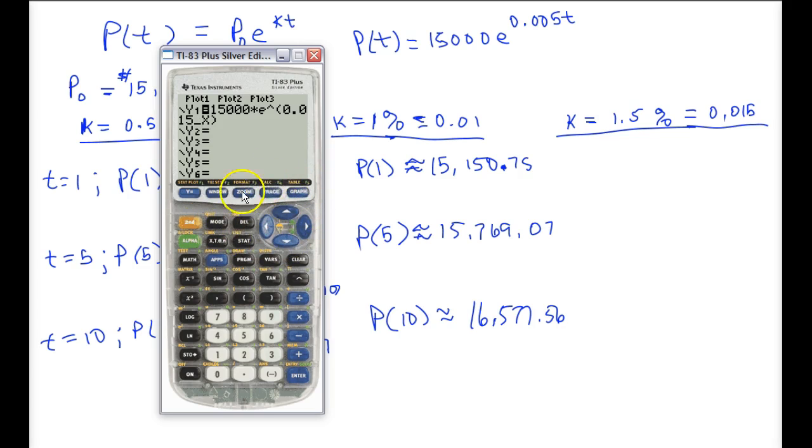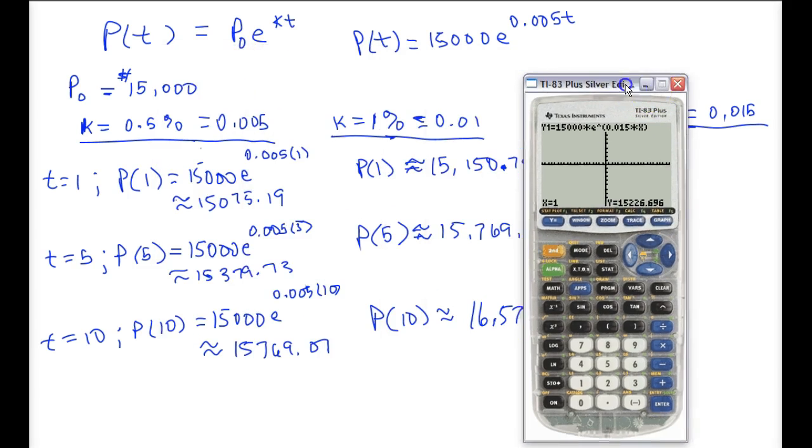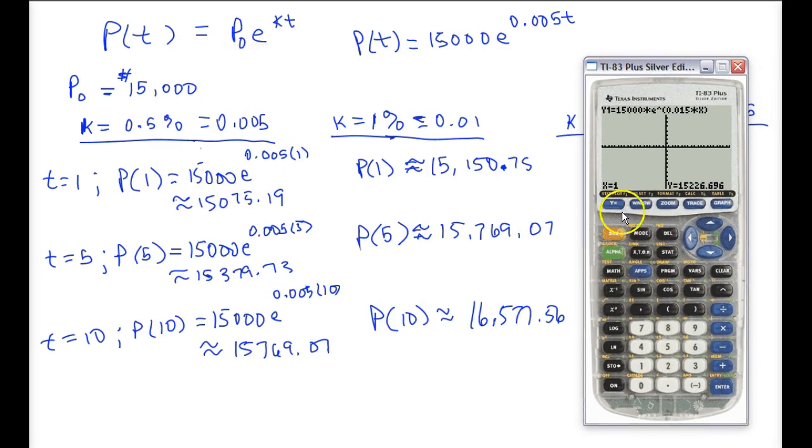I do my calc feature again, second, calc, value, and then I calculate the values again for 1 year, 5 years, and 10 years. And so I'm just going to do these in the calculator. I won't write these down this time because now you probably have an idea of what's going on. So at the first year, we hit enter. We see that we're now at $15,226 and about 70 cents.